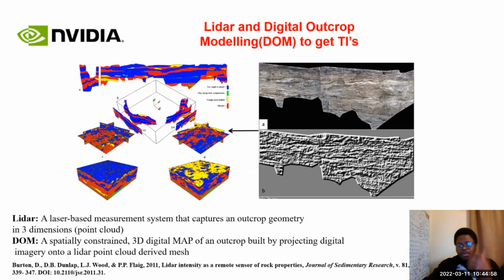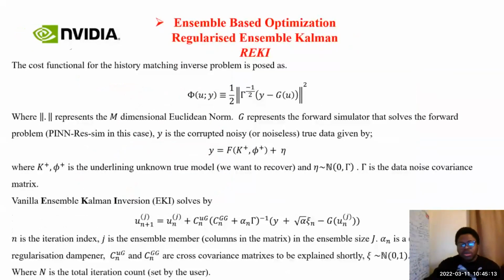First of all, we need to get our prior, and then our prior permeability maps come from a training image using a digital outcrop modeling approach. So your TI will give you different sets of permeability fields or porosity fields. This is geostatistics in principle. If you have that, now the regularized ensemble Kalman inversion is the L2 cost functional. The cost function is getting the minimum of this L2 cost functional, where your Gamma is your covariance matrix and your Y is your true data.